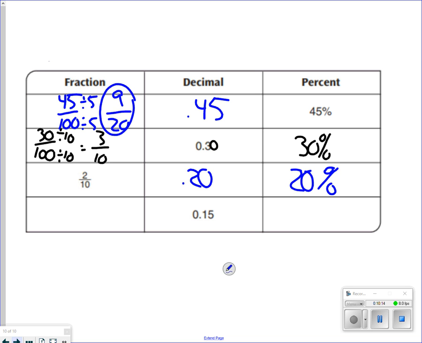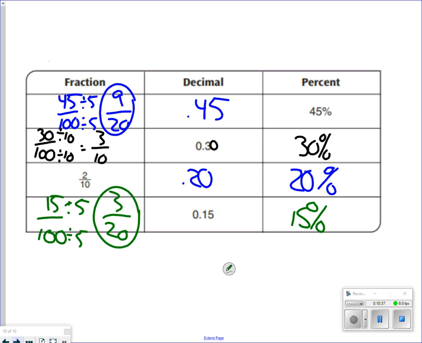Next fraction, decimal, and percent, they give me the decimal, which is 0.15. So my percent is 15%. That'd be written as 15 over 100, which I have to divide the top by 5, and the bottom I have to divide by 5. 15 divided by 5 is 3. 100 divided by 5 is 20. So my fraction is 3/20.